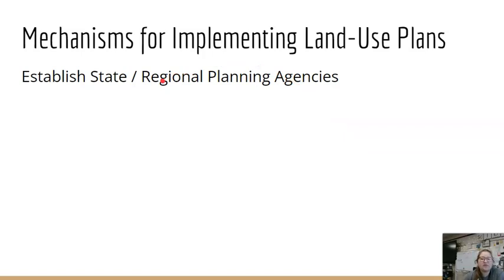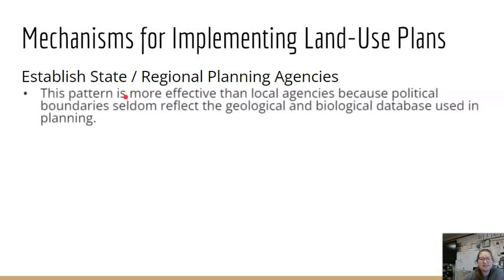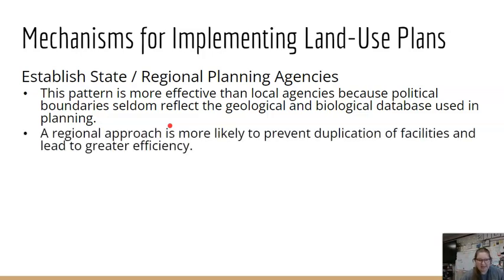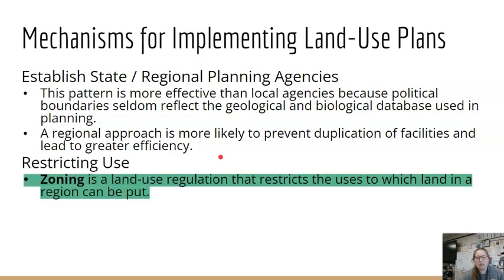So there are different mechanisms for implementing land use plans. We could establish state and regional planning agencies. This is more effective than local small agencies because political boundaries don't always reflect geological and biological boundaries or databases used in planning. So the bigger the agency is in planning, the more space that they kind of have control over. Good and a bad thing. A regional approach is more likely to prevent duplication of facilities and lead to greater efficiency. So we can share resources.